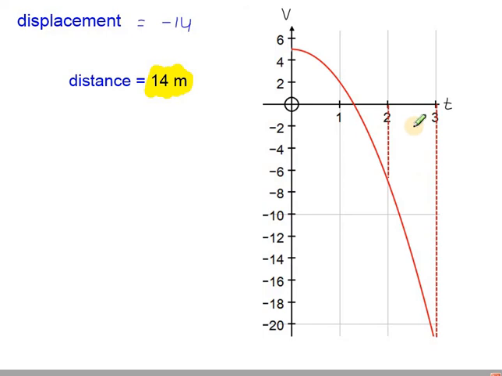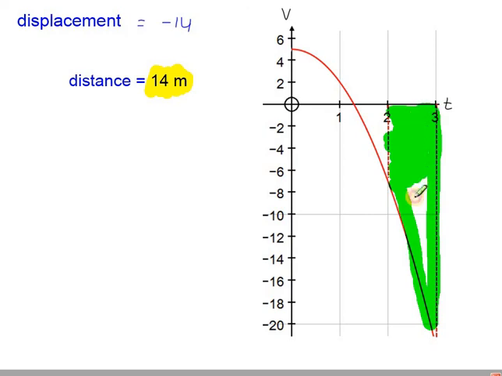the area here gives the displacement, which is why the integration gave us a negative value, because the area under the horizontal axis for integration always turns out to be negative. So we know the displacement is minus 14 meters, but distance traveled can't be negative, so it's 14.